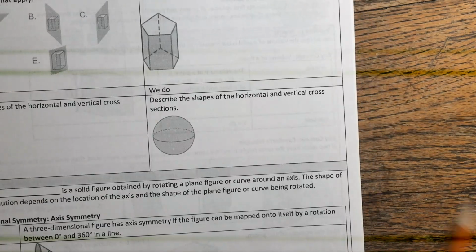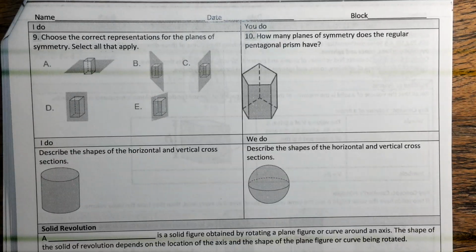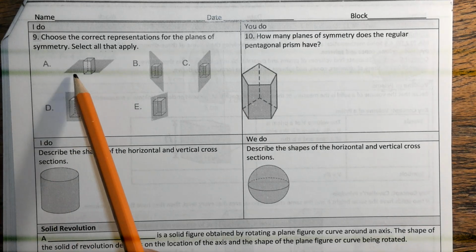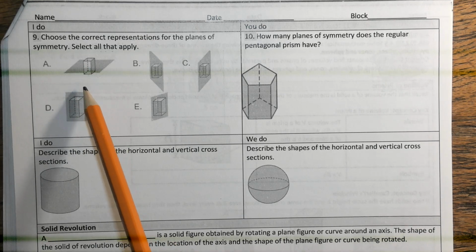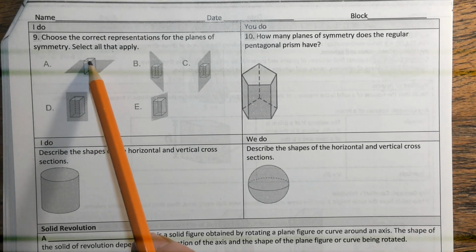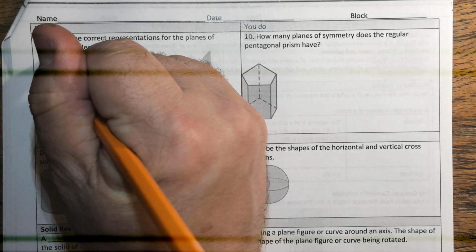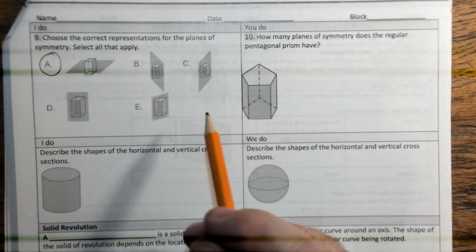All right, flip it over, page 15. All right, so number 9, choose the correct representations for planes of symmetry. Select all that apply. So in order to be symmetrical, it has to map onto itself. So if you cut this, it's rectangles on the side, squares on the top and bottom. If you cut it in half horizontally, it will match.